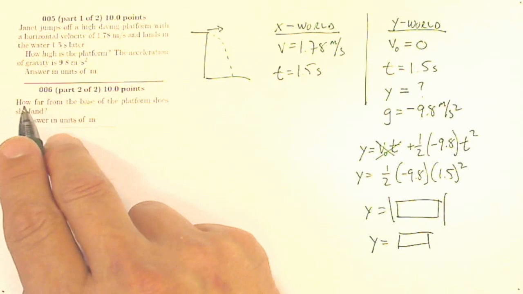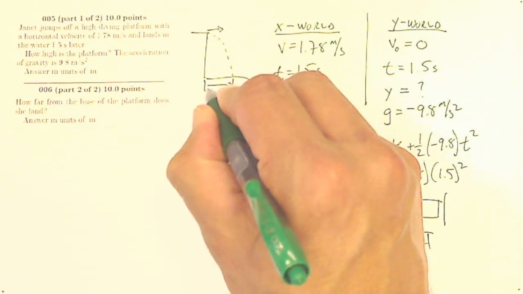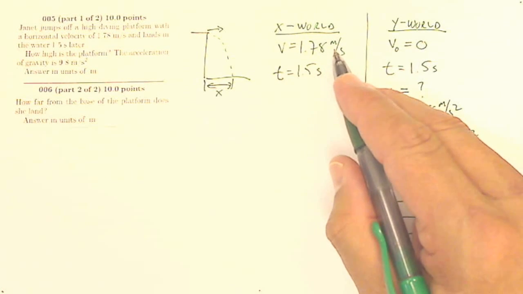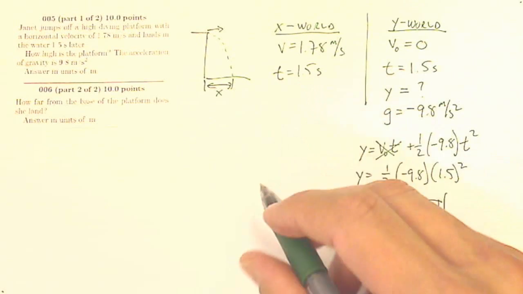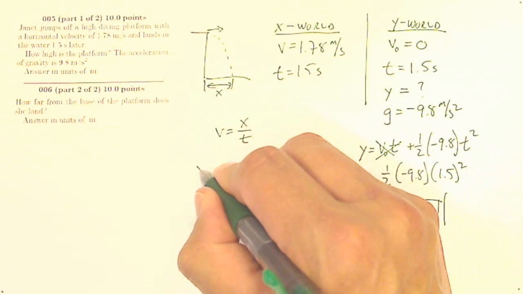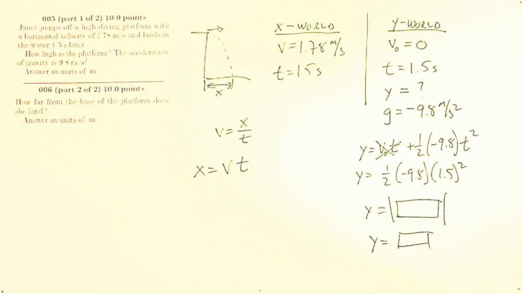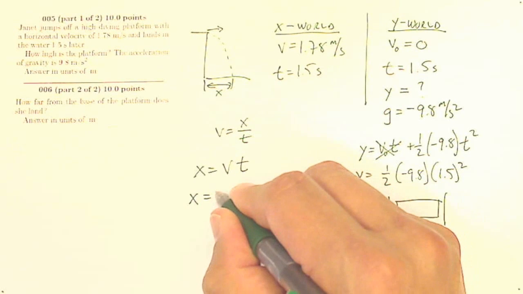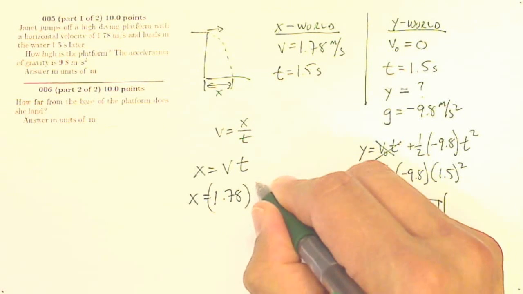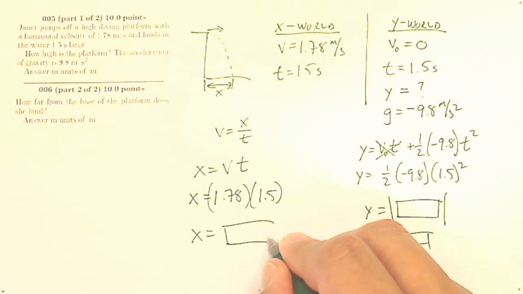Question 6 asks, how far from the base of the platform does she land? So now I'm looking for this distance right here, this x. Well, I've got a velocity that she was moving in the x world. I've got a time that she was moving in the x world. So since velocity is my displacement over my time, I know that my displacement is going to be the velocity times the amount of time I was traveling. So in this case, my displacement is going to be my velocity of 1.78 meters per second times the amount of time I was going, which was 1.5 seconds. And that'll give you a positive number, and that will be the answer to number 6.